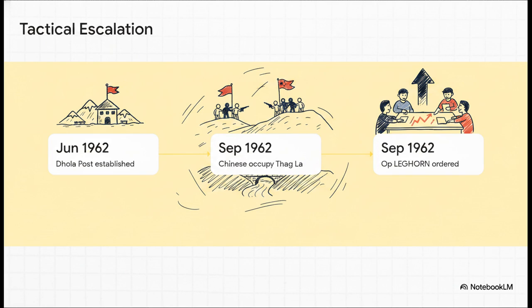40. The Chinese immediately occupied nearby dominating positions, and by September they crossed into the area, taking the Nabkachu Bridge and the Thagla Ridge. In response, India ordered Operation Leghorn, a direct order to evict the Chinese from the ridge. But here's the catch. This was ordered without even considering the sheer logistical impossibility of supplying troops in that terrain.